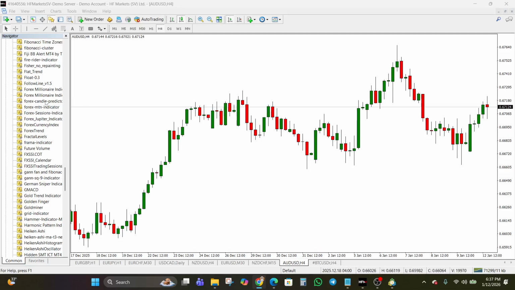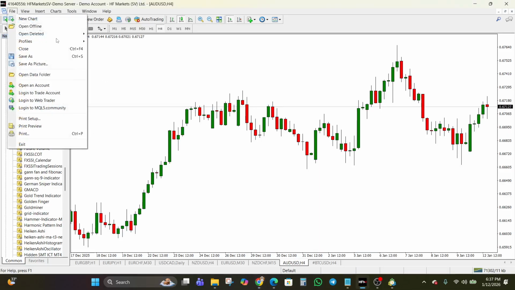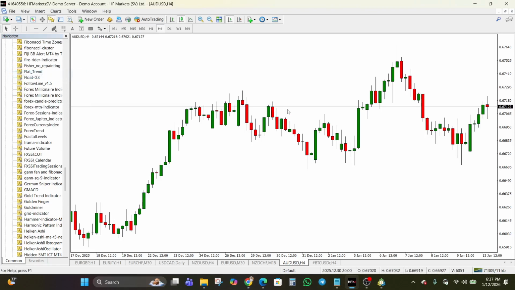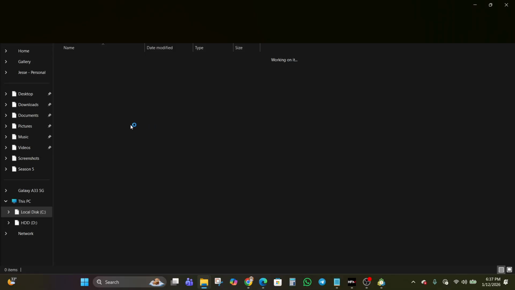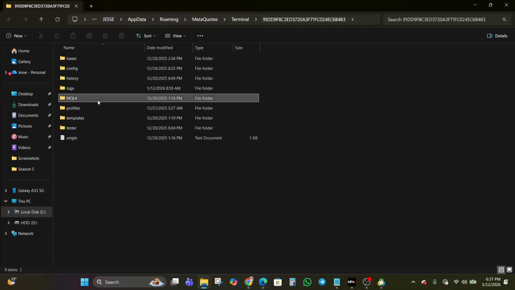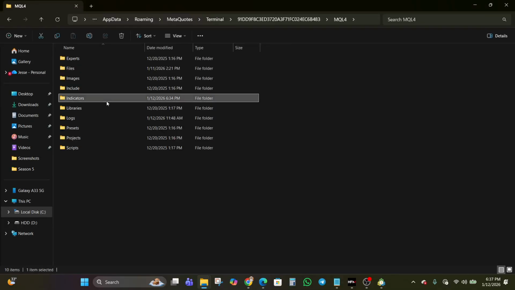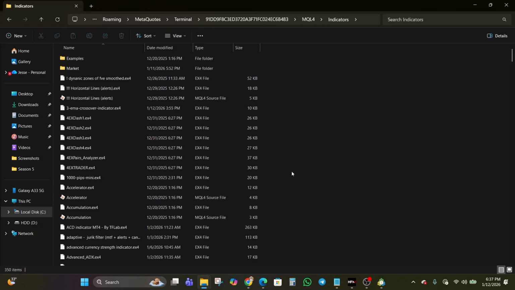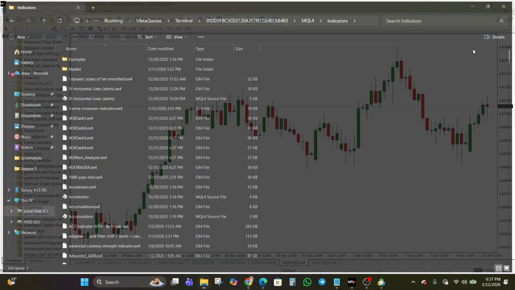All right. After downloading the indicator, just head over to your data folder. For the MT4 you have to navigate to MQL4, and for the MT5 you have to navigate to MQL5. In both cases look for indicators, and within the indicator folder you have to paste your indicator file. For the MT4 you have to paste it here. For the MT5 you might have to go to examples and paste it under the examples folder.